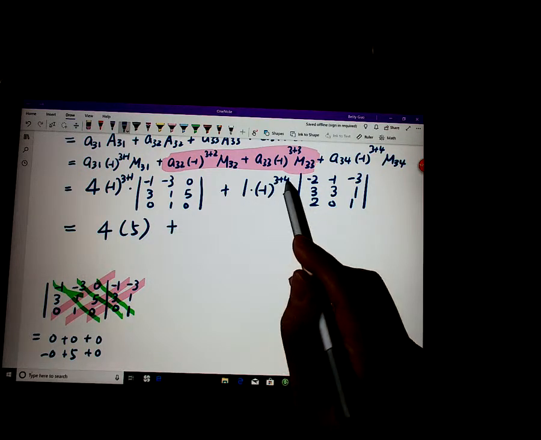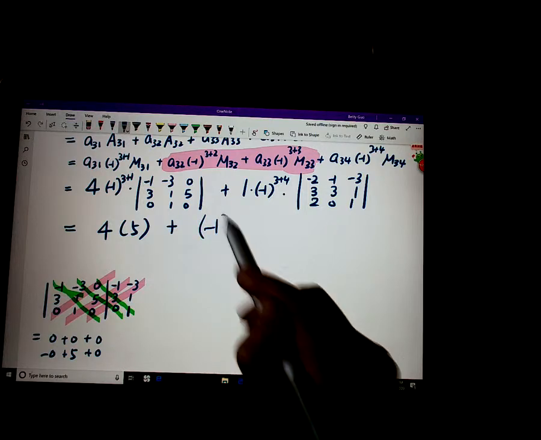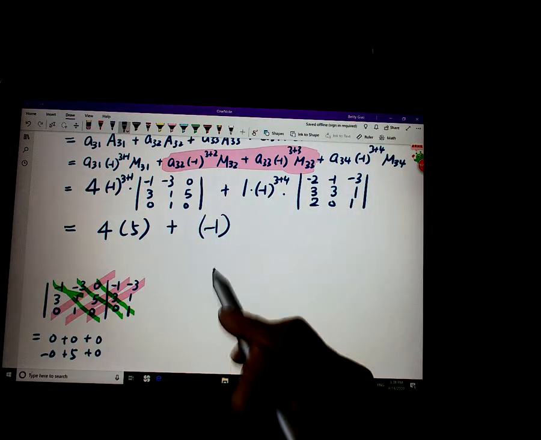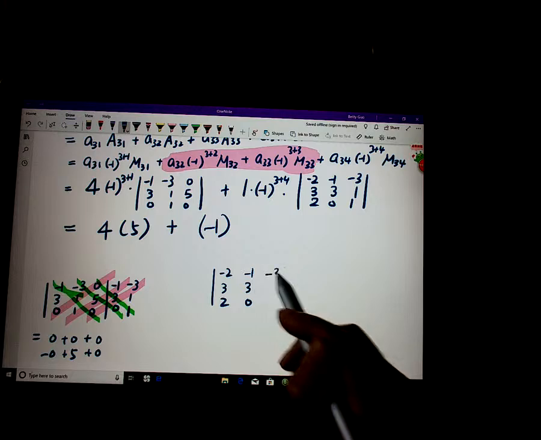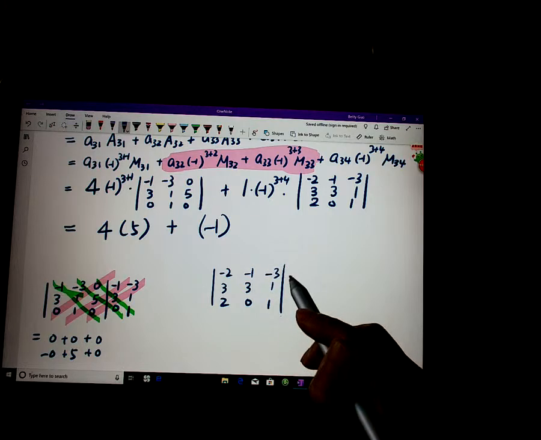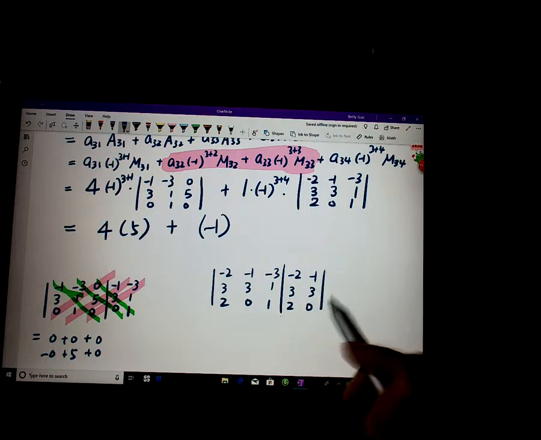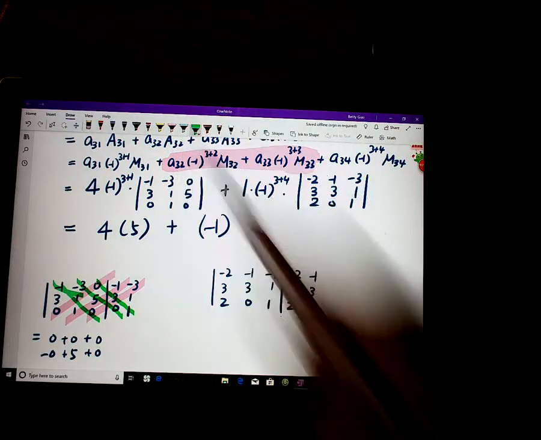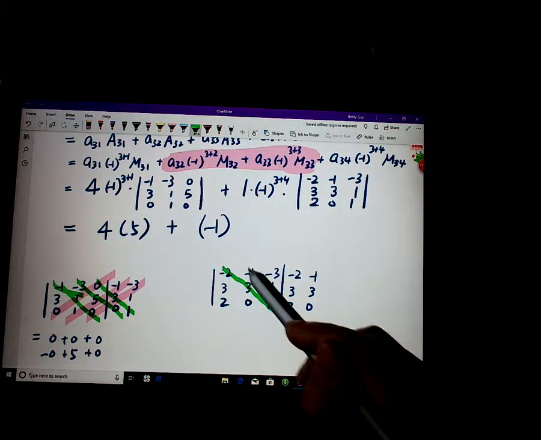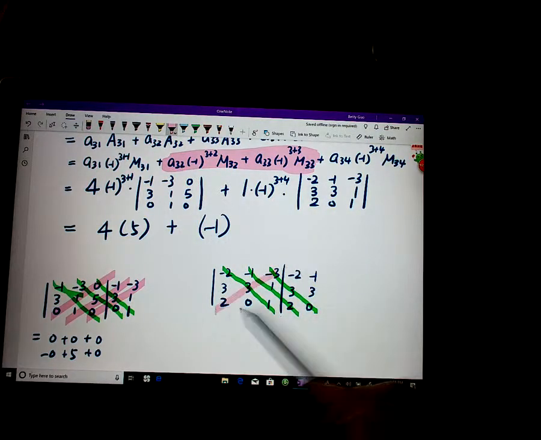So this one, 3 plus 4, 7, that's going to be negative. And for this determinant, we're going to use the same method: -2, 3, 2, -1, 3, 0, -3, 1, 1. Copy column 1, column 2. Main diagonal, main diagonal, main diagonal, vice, vice, vice.